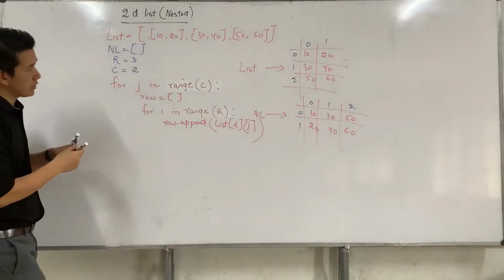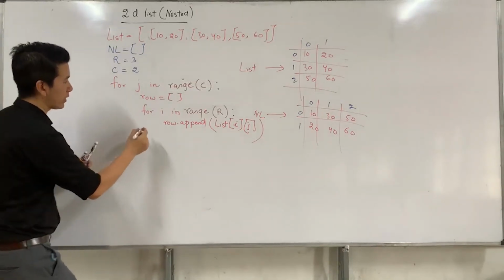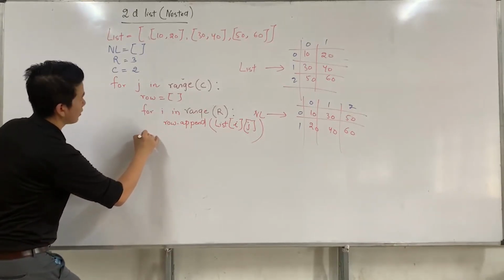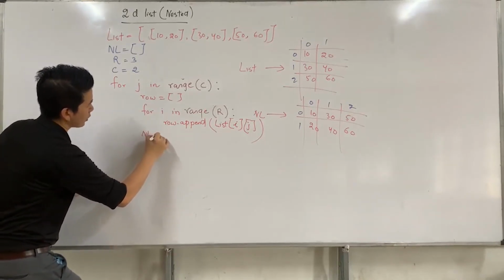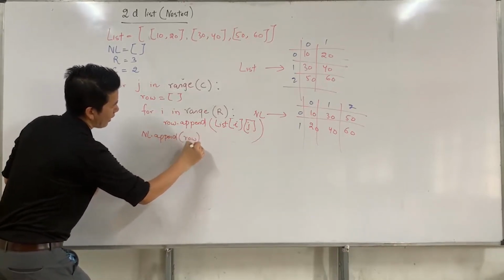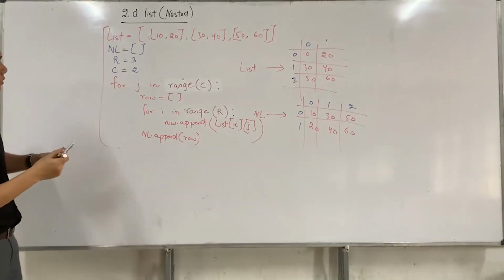So if you take a closer look, we'll just try to complete the program, and then finally, I should have new list dot append, and then I'll have row. Okay, so this is how you transpose. So we'll try to run the program.